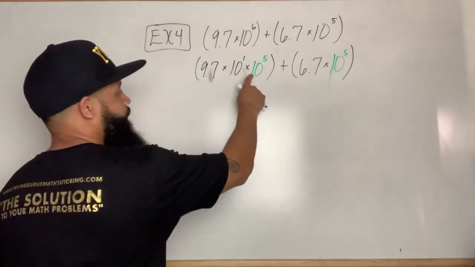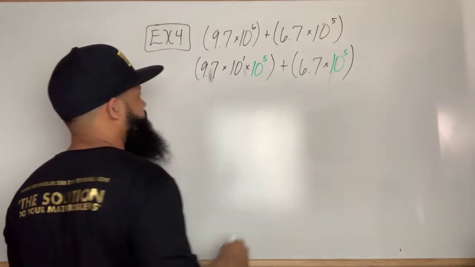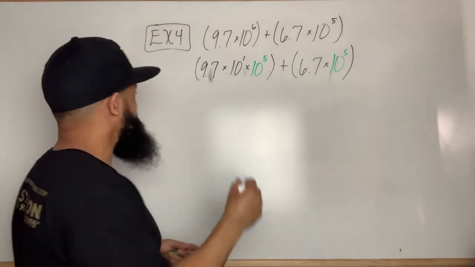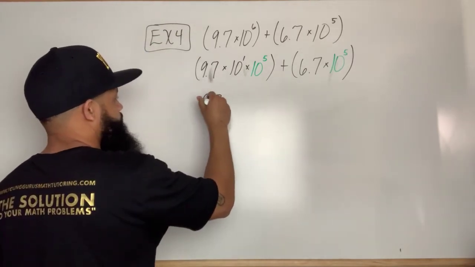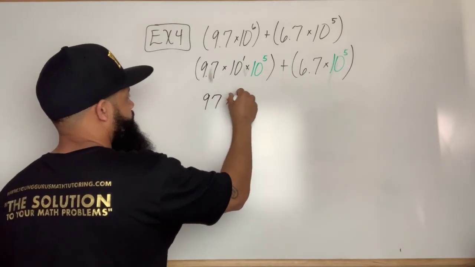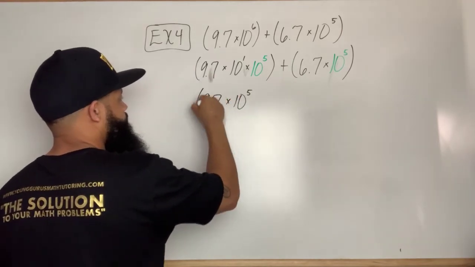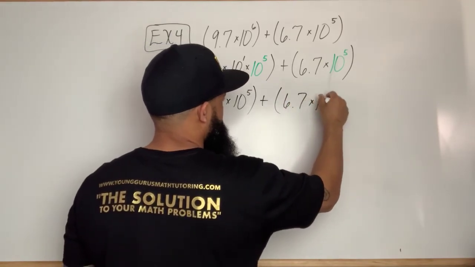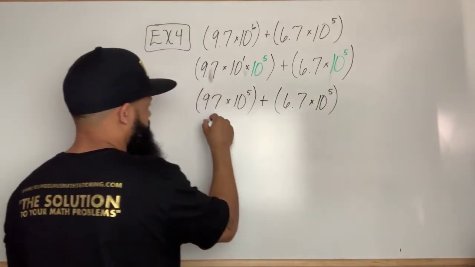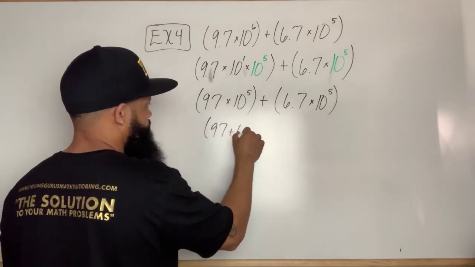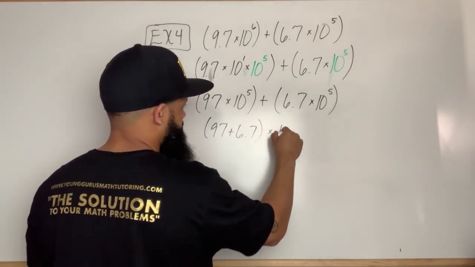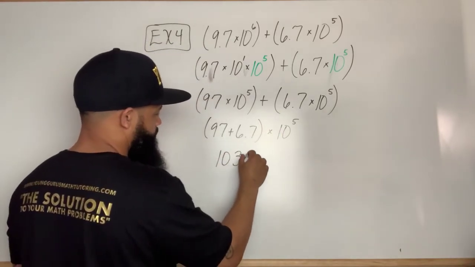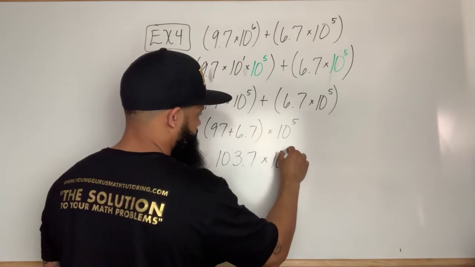Now we have a 10 to the 5th power here, a 10 to the 5th power there. Now, 9.7 times 10 to the 1 power is just 97. So I have 97 times 10 to the 5th power plus 6.7 times 10 to the 5th power. We're going to add 97 plus 6.7 and then multiply that by 10 to the 5th power. This gives me 103.7 times 10 to the 5th power.